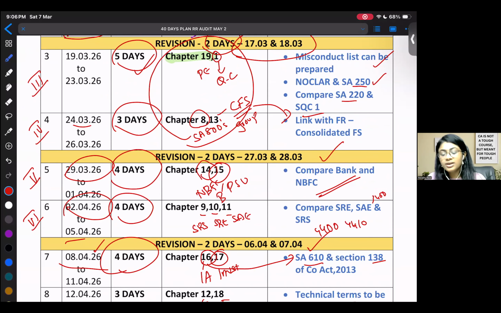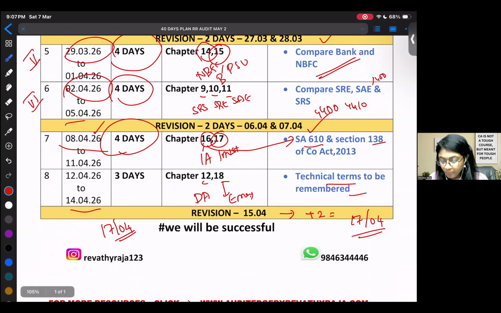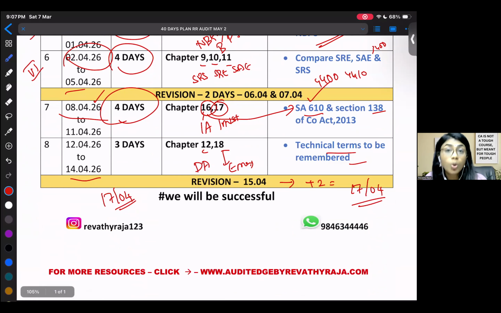And last but not the least, let me emphasize one very important thing regarding the workout. Said and done, this plan will be successful provided you sit and do a workout. Workout means: ma'am, we have a question bank, we have ICAI material. Well, very good. But reading will not be sufficient because in the exam, we have to write. For you to write, you have to sit and practice.